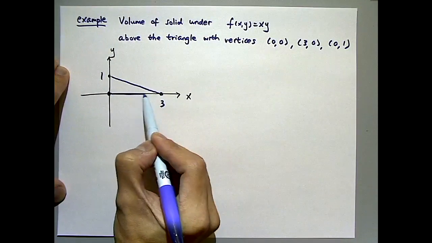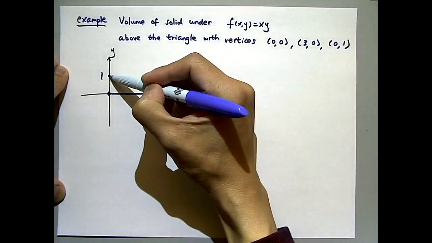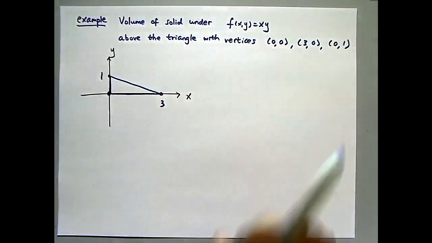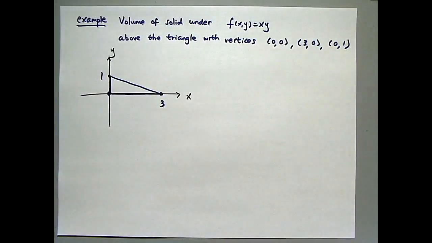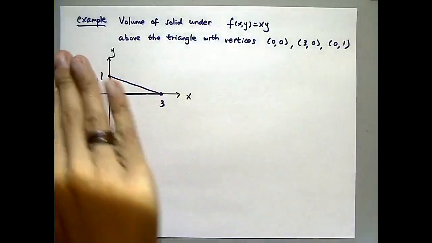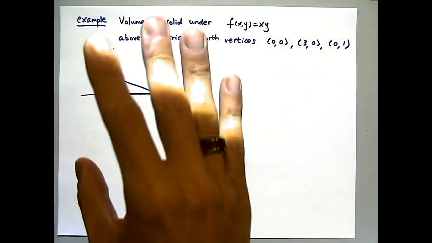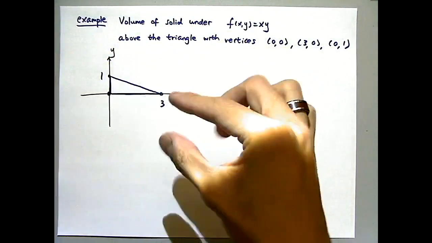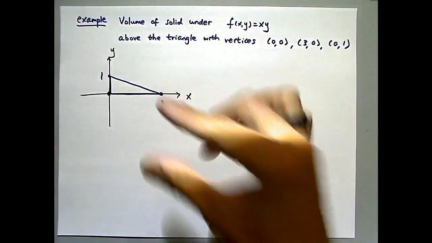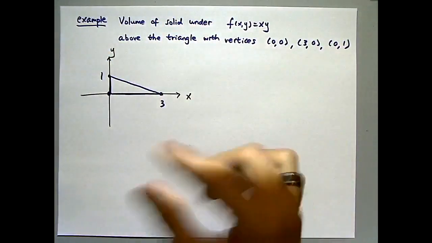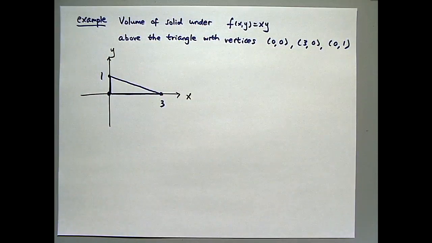All right, so here's our triangle. That's our region D. And we've got a surface right above it. X times y is the height. So some kind of surface right above that. Then we're looking for this kind of slab of something, the volume of that object. Okay?